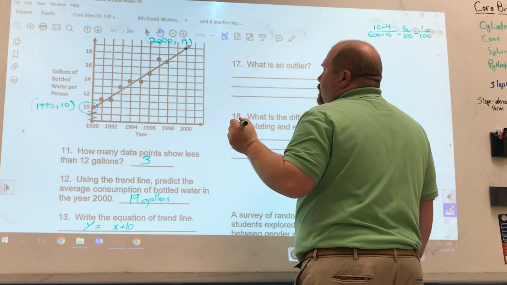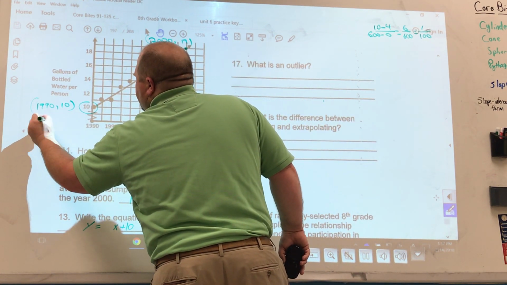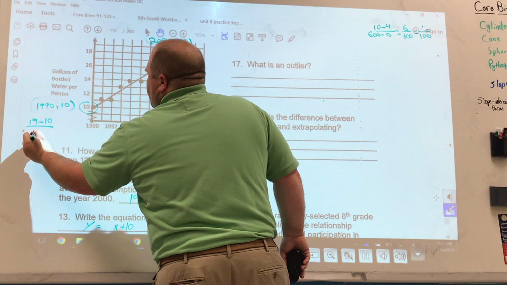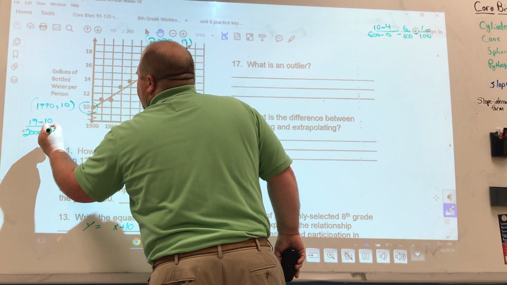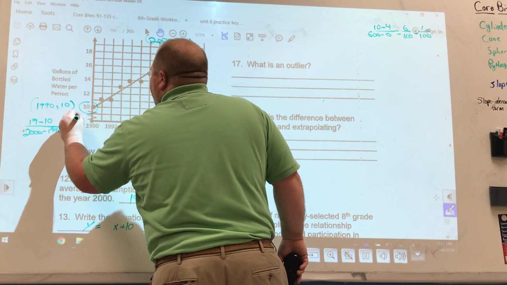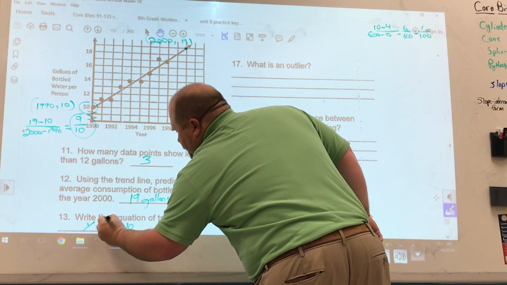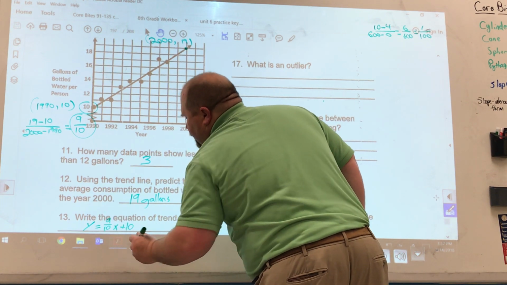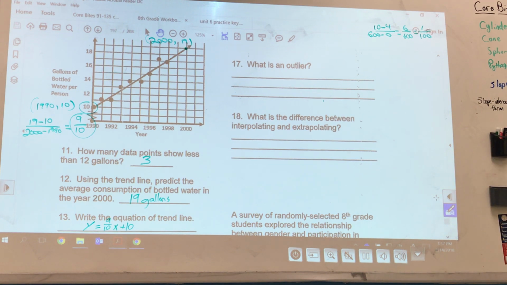And so using those two coordinates, we're going to have 19 minus 10, y2 minus y1, over 2000 minus 1990. So that's x2 minus x1. I get 9 over 10, 9 tenths. That is my slope, 9 tenths. So there is the equation of the trend line.